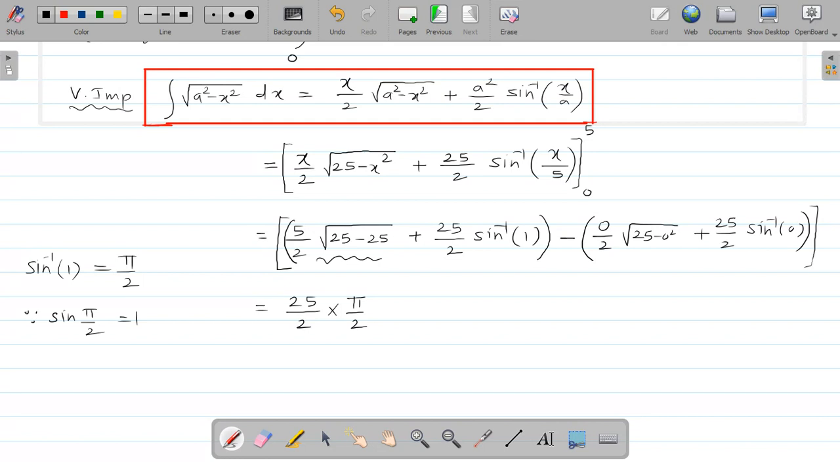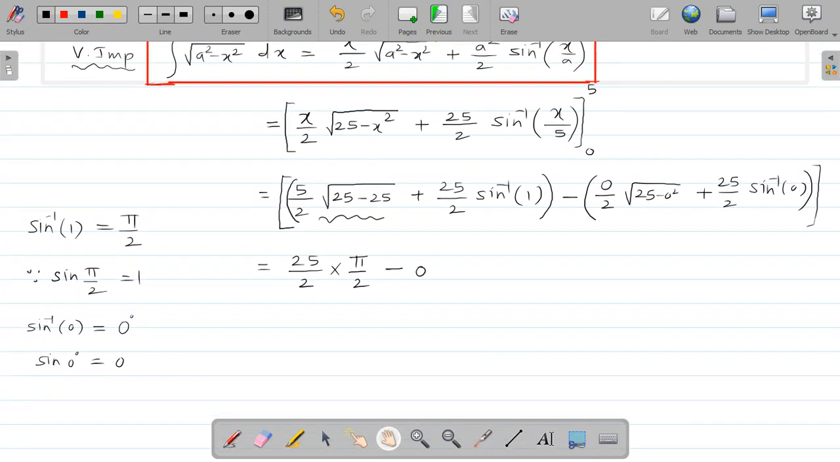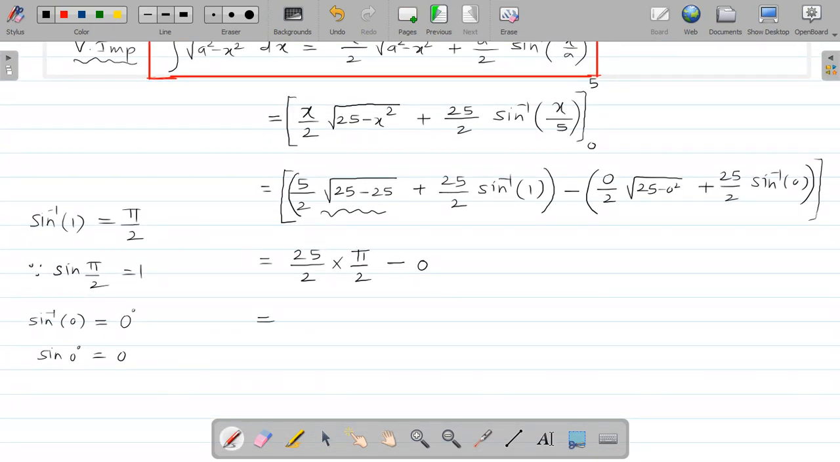So this part is completed. Minus, if you put the lower limit, that is 0 here, then this is 0 upon 2 multiplied by root, but 0 into root is 0, plus 25 upon 2 into sine inverse 0. Now what is the value of sine inverse of 0? You get 0 degrees, because you know that sine 0 degree is 0. So this part is also 0. So totally here you will get 0 after putting the lower limit. So you will get the answer as 25 pi upon 4 square units.